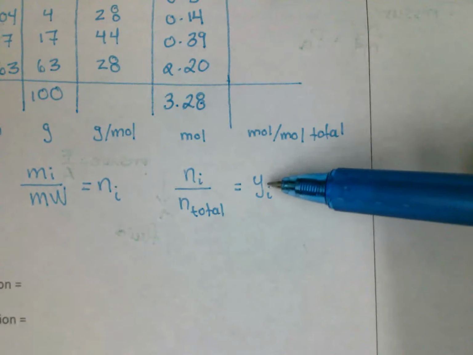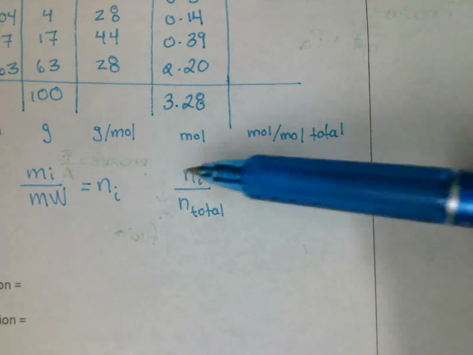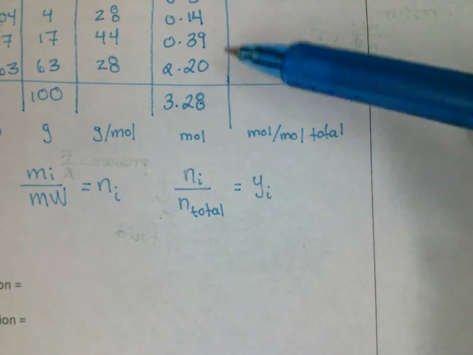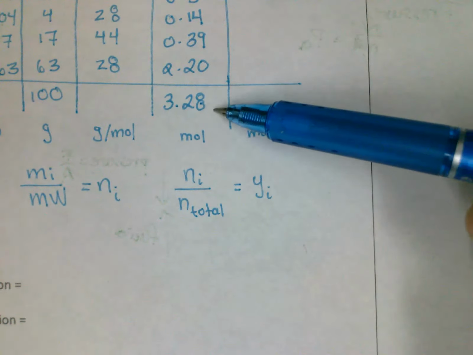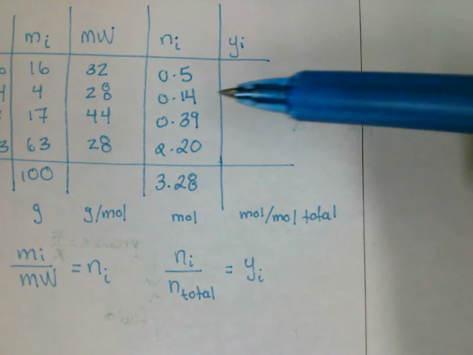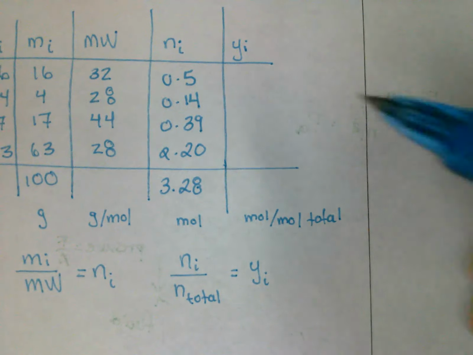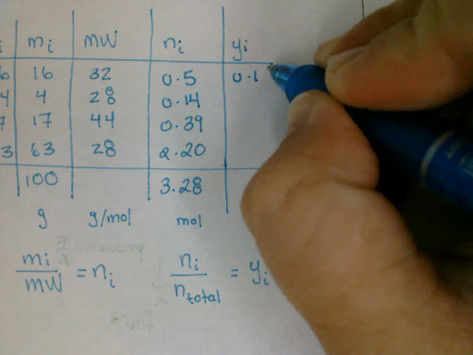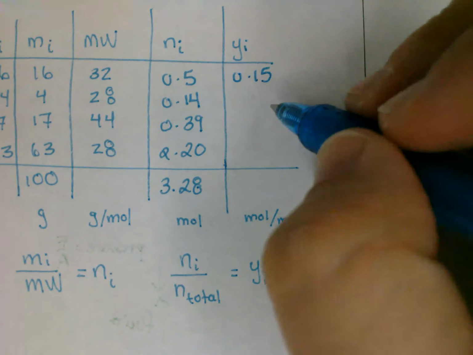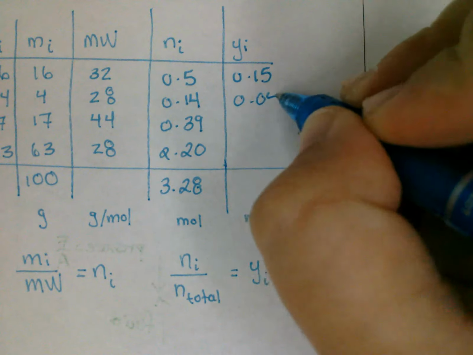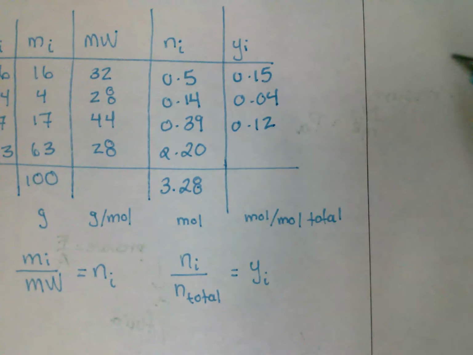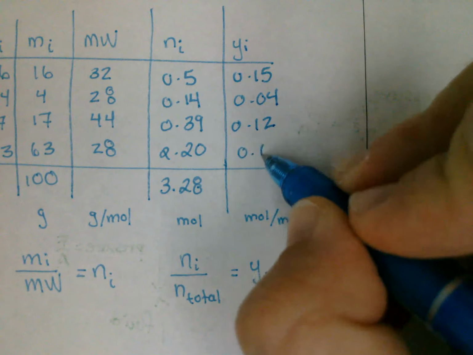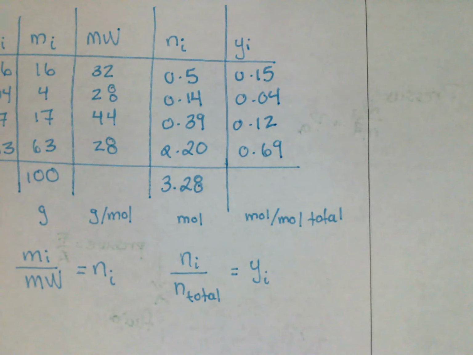I have a little formula down here. If you're somebody who prefers formula, your mole fraction is the moles of the species, so one of those rows, divided by that total number, that 3.28. So if I go through and I divide each of these numbers by 3.28, I'm going to get 0.15 for oxygen, 0.04 for carbon monoxide, 0.12 for carbon dioxide, and 0.69 for nitrogen.